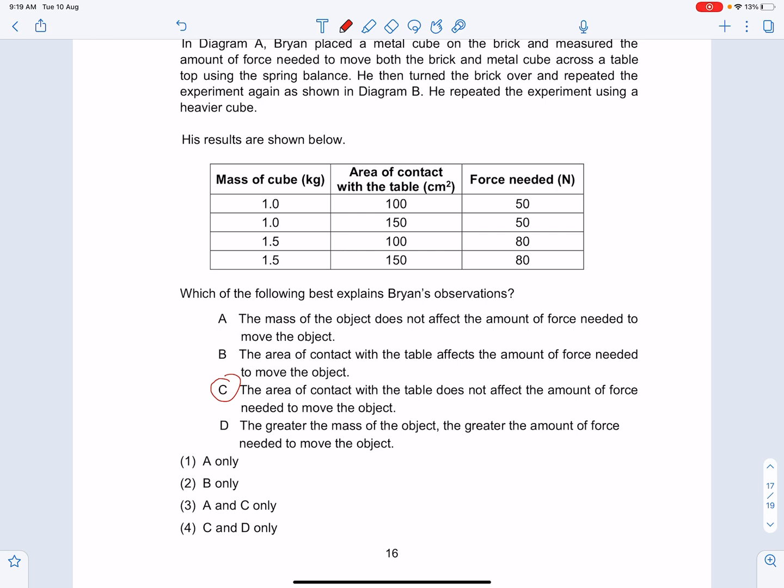Now, you will also notice another thing, and that is the greater the mass of the object, the greater amount of force is needed to move the object. So how do we know that? If you compare the 1.5, of course you have to look at the one with the same area of contact. So I'm just going to look at this and this. You will notice that given that they are the same area of contact, the mass being different, the amount of force needed is actually greater. So D is actually correct. So therefore the answer is C and D.